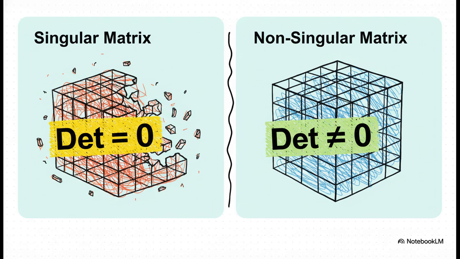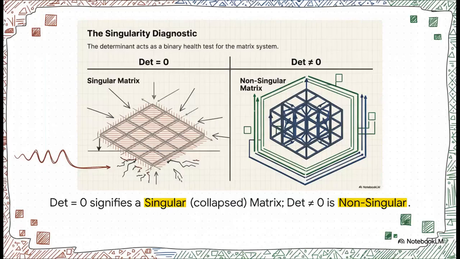So here's the bottom line. That final number is basically a health check for the matrix. If the determinant is 0, the system is compromised, it's broken somehow. We call that a singular matrix. If it's any other number, positive, negative, doesn't matter, the structure is stable and robust. That's a non-singular matrix.